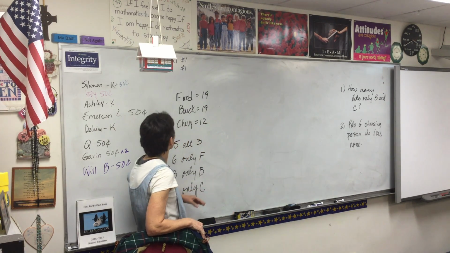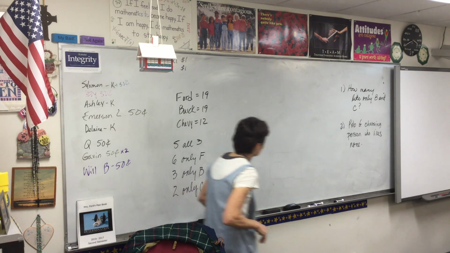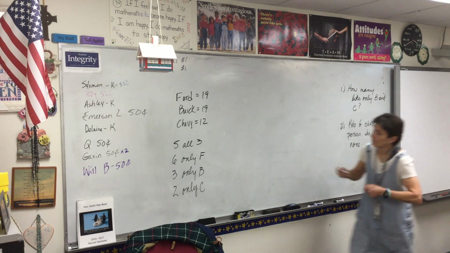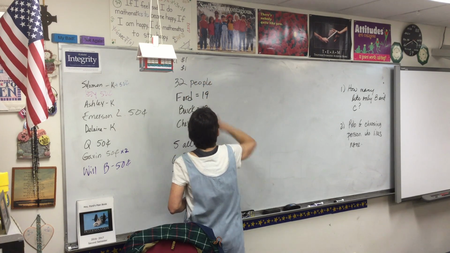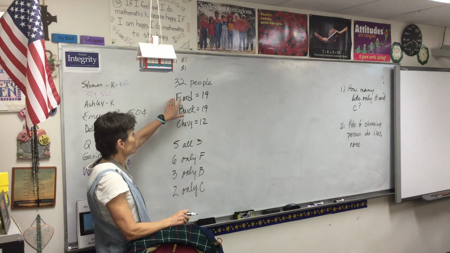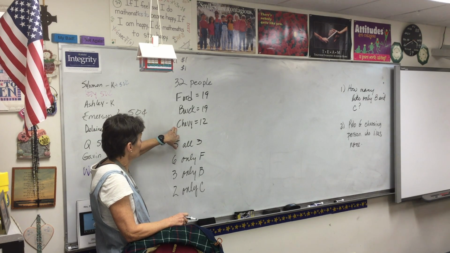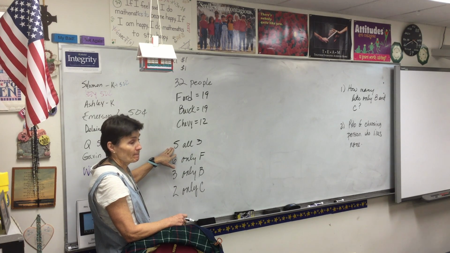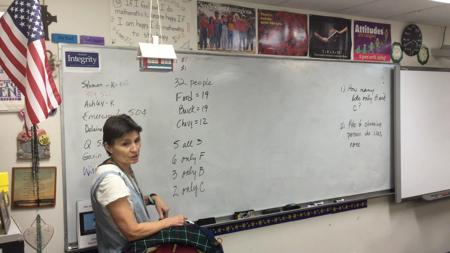It's not all written out, but all the important stuff is up here. Well, I didn't tell you how many total people we have. I need to tell you how many people we have. We have 32 people, and we're talking to them about what kind of cars they like. So 19 of them have said they like Fords, 19 have said they like Buicks, and 12 have said they like Chevrolets. Okay? There's 5 people that like all 3, 6 that like only Fords, 3 that like only Buicks, and 2 that like only Chevys.